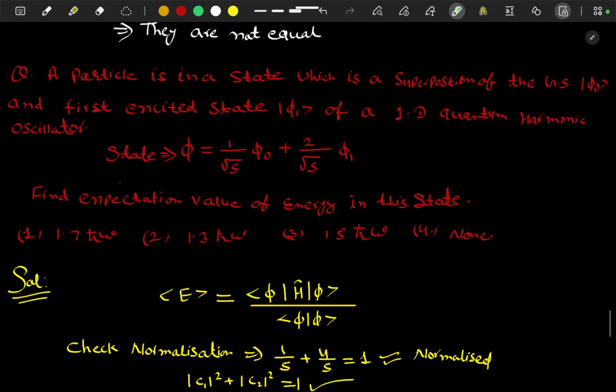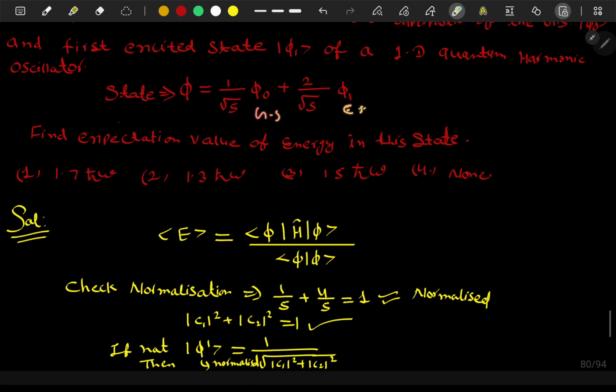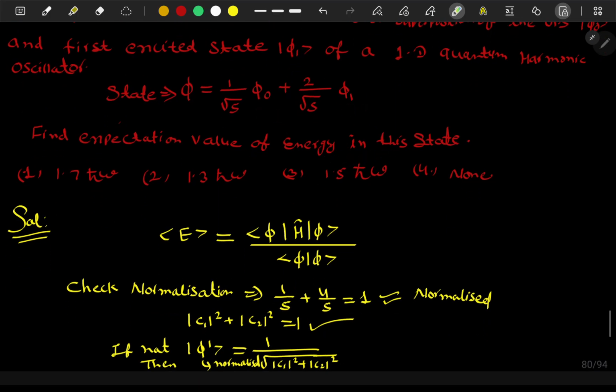A particle is in a state which is a superposition of the ground state and first excited state of the one-dimensional quantum harmonic oscillator (SHO), and the state can be defined as a linear combination of phi 0 and phi 1, the ground state and first excited state. Find the expectation value of energy in this state.